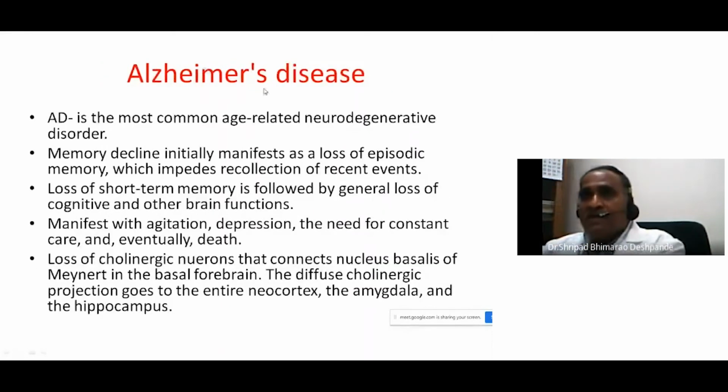Now, coming back to Alzheimer's disease, because it's one of the questions, I will quickly read through these things. It is the most common age-related neurodegenerative disorder, and happens in elderly people. The memory decline usually manifests as loss of short-term memory, especially episodic memory. The person goes for a walk and does not find his house back, so he will not be able to come back to his house, and somebody has to help. Loss of short-term memory is followed by a general loss of cognitive and other brain functions. That means the intellectual component is also lost, and other functions are also lost.